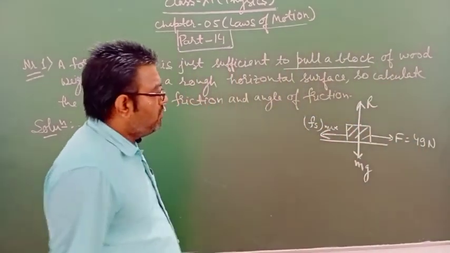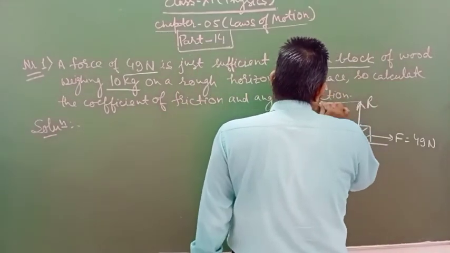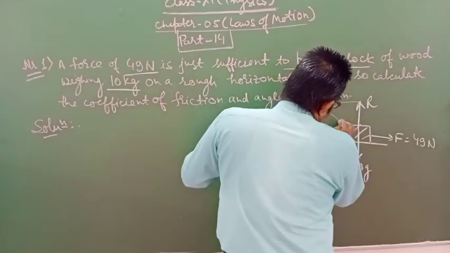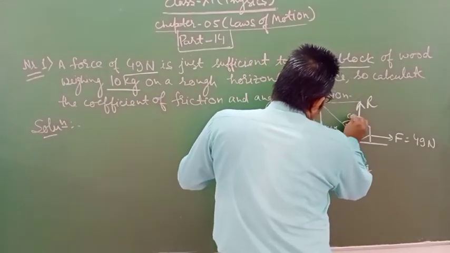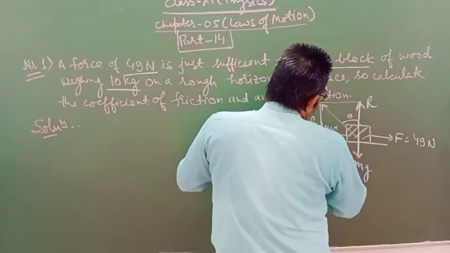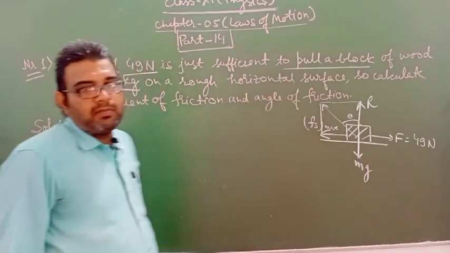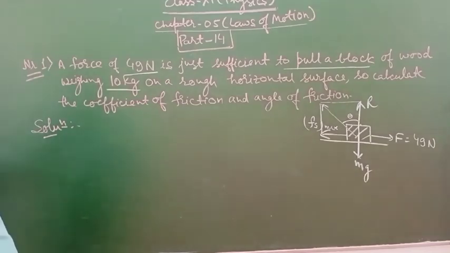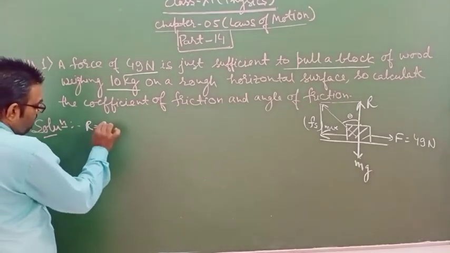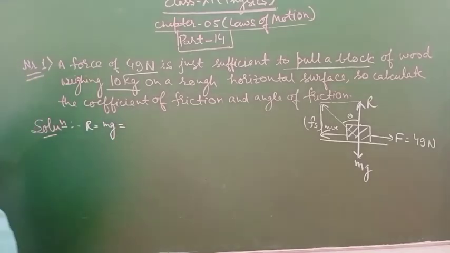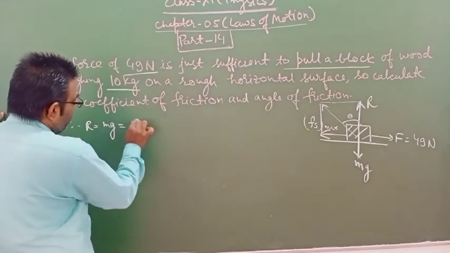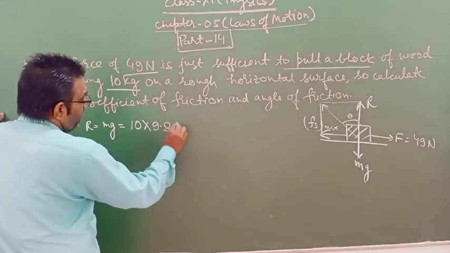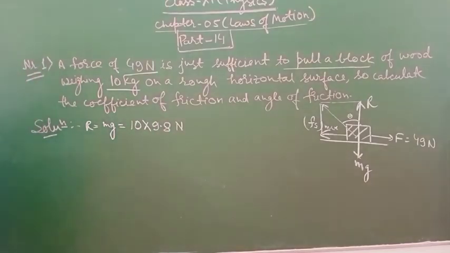Clear, students? Now, here we have to find μs and then the angle of friction. This is the angle of friction, theta, which the resultant of Fs max and R makes with the normal reaction, as we had studied before. First of all, we have to find R, which is equal to mg. So R is equal to 10 into 9.8. Clear, students?